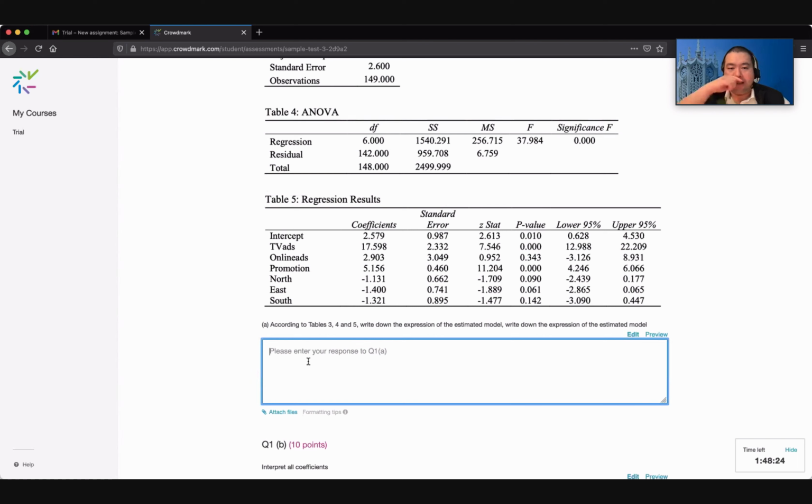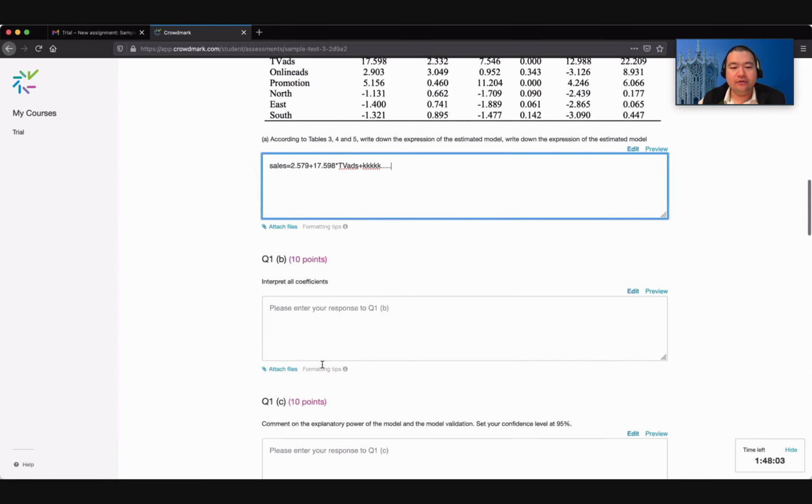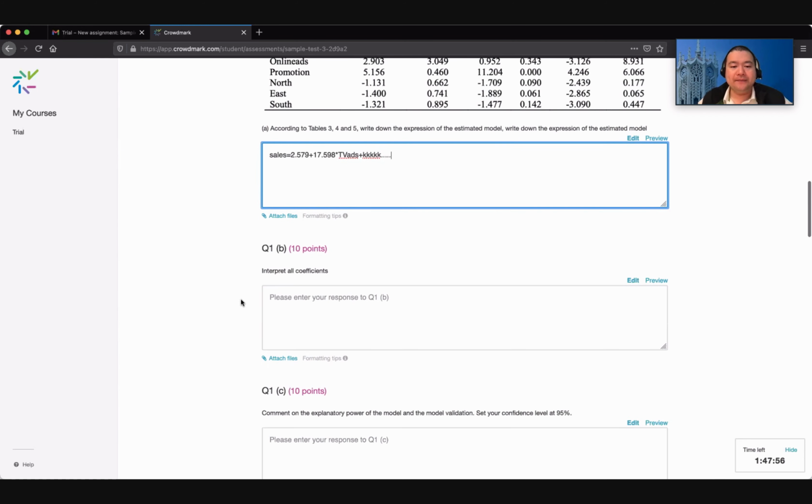So the model is actually your cells equals 2.579 plus 17.598 times TV ads, right? Plus the remaining terms. Just keep going. I'm not going to waste your time, but also you can write it down on a piece of paper and then just attach it. Okay, it's okay.